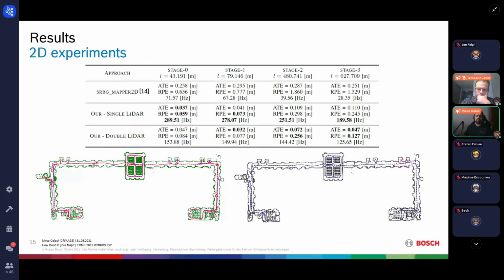For example, for the 2D case, we set up some experiments in simulated and real world. In the table, we show the result of 4 different runs in simulated environment using 2 lasers and wheel odometry. And on the bottom instead we have a qualitative comparison between our approach and another mapper on a robot with a single 2D LiDAR and wheel odometry.